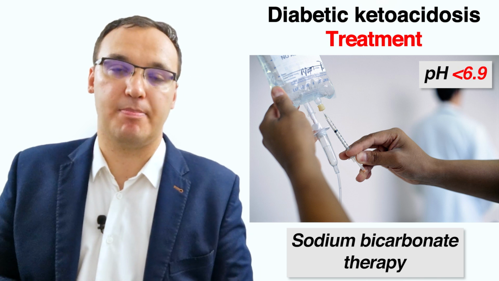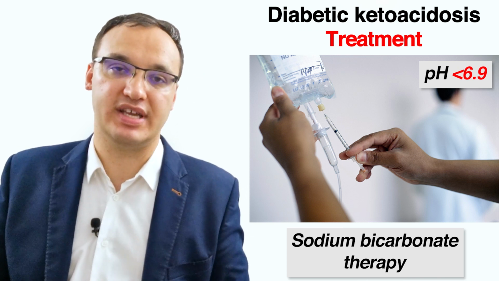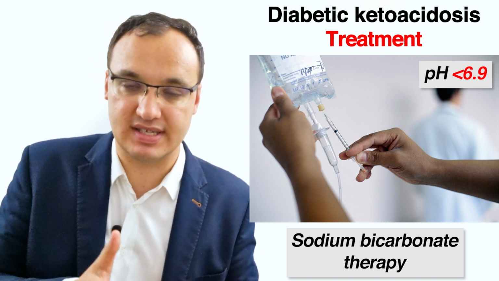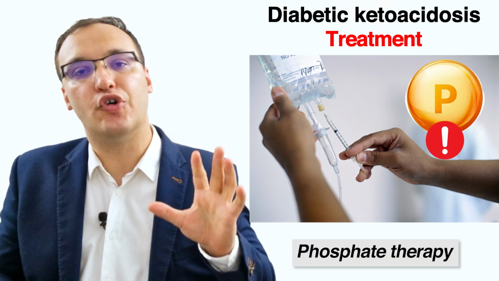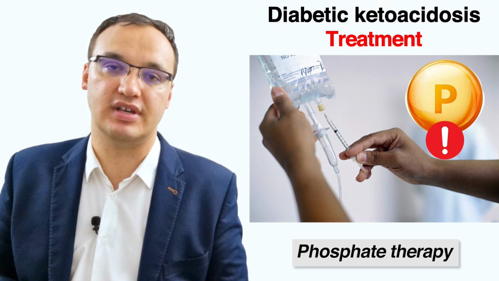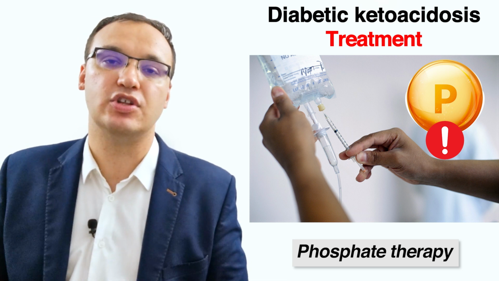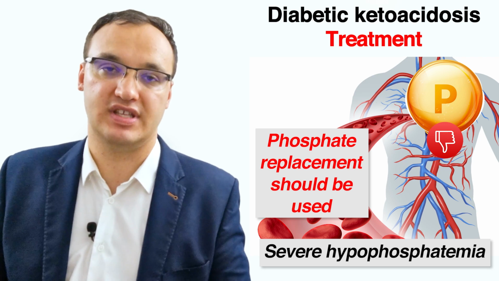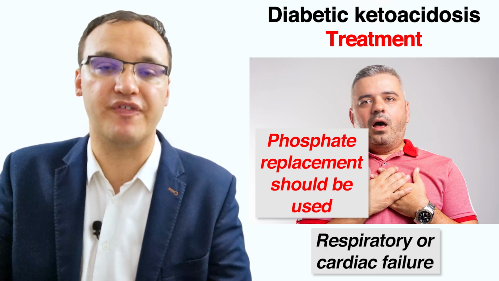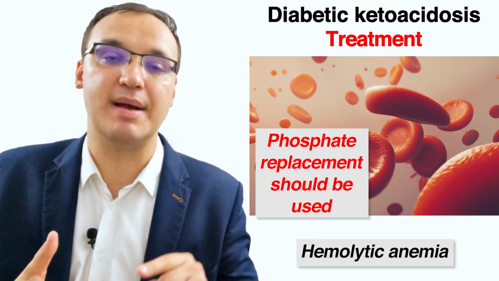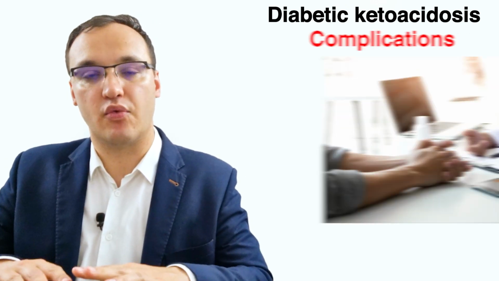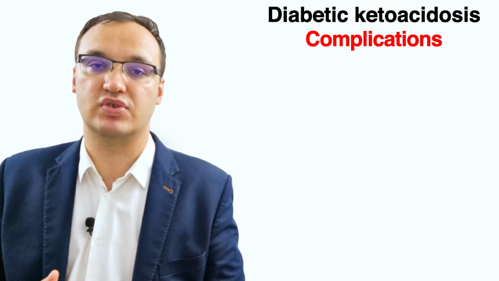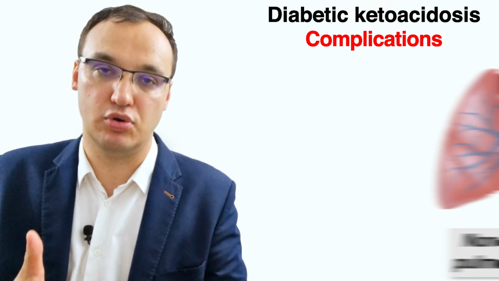Sodium bicarbonate therapy, as we said, can correct metabolic acidosis, particularly in patients with an arterial pH of less than 6.9. And phosphate should not be given routinely. However, phosphate replacement should be given to patients with very severe hypophosphatemia or very severe respiratory failure or cardiac failure or hemolytic anemia. And rare complications that we need to mention in the treatment of diabetic ketoacidosis, as we said, are cerebral edema and pulmonary edema.